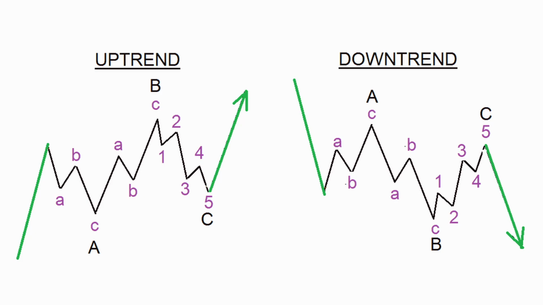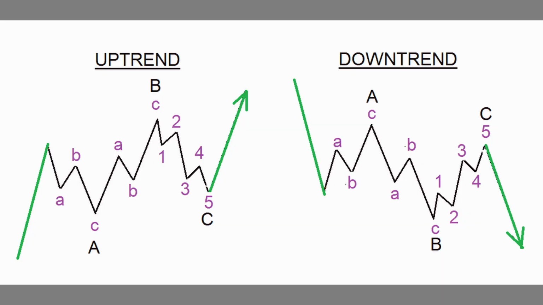To wrap up, flat patterns are corrective structures with a 3-3-5 ABC formation. They come in regular, expanded, and running varieties, each with unique characteristics. Spotting them takes practice, but it's a game changer for your Elliott wave analysis. Thanks for watching. Keep analyzing those charts, and happy trading.